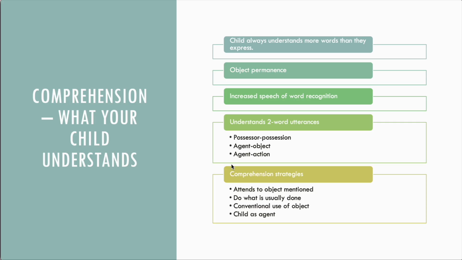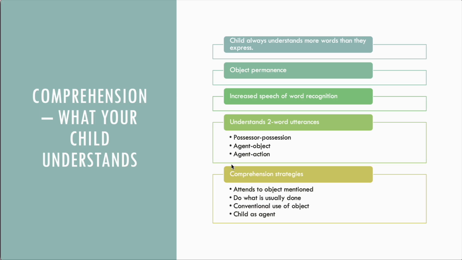In the first word stage, children begin to understand that objects continue to exist even when they cannot see them. Children have an increase in processing of word recognition in the first word stage. Comprehension in the first word stage shows that they understand 2-word utterances like possessor possession, agent object, or agent action.